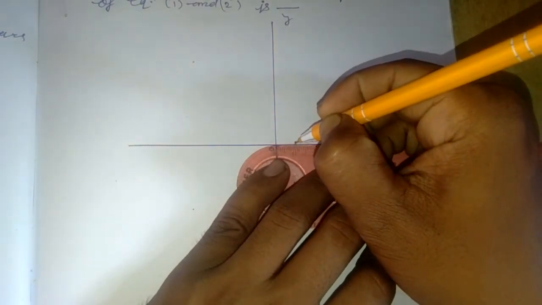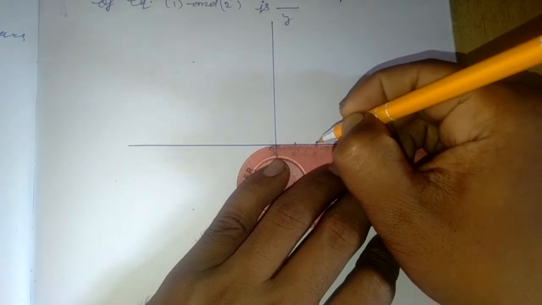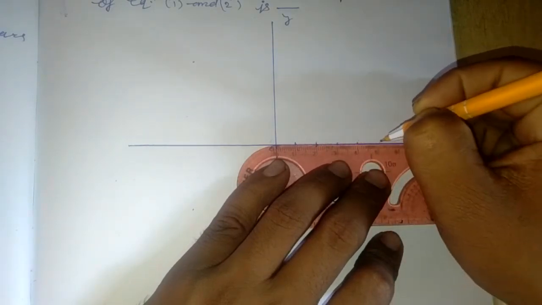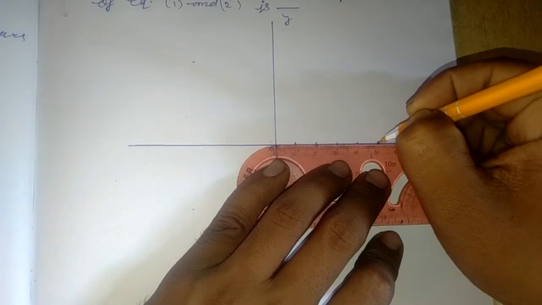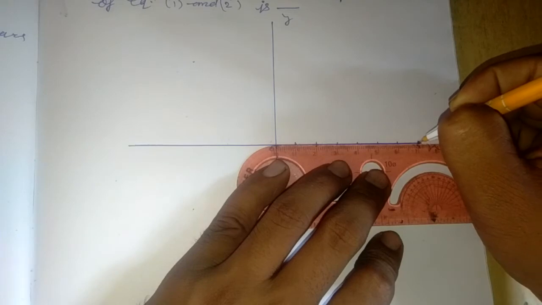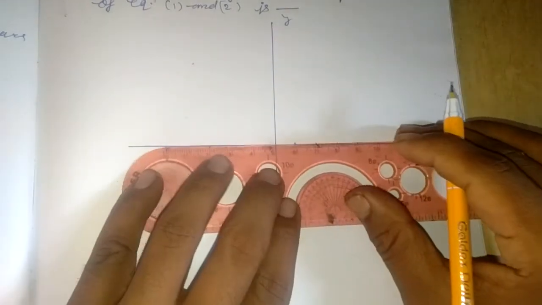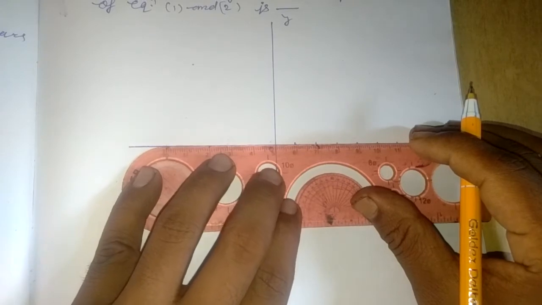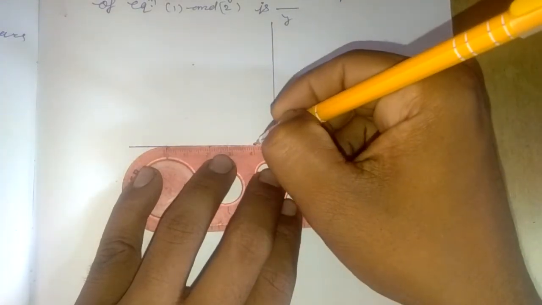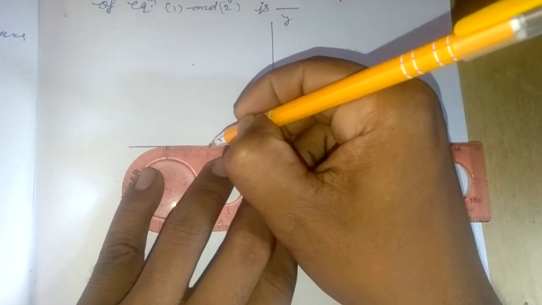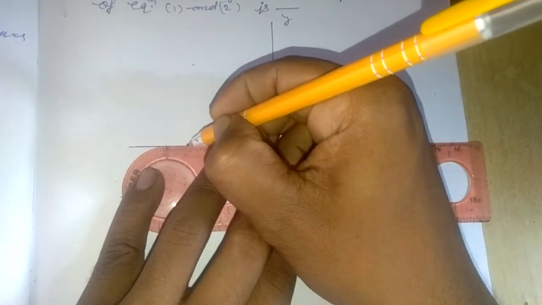So it will be 1, 2, 3, 4, 5, 6 and 7. To the left side we will also take 1, 2, 3 and 4.